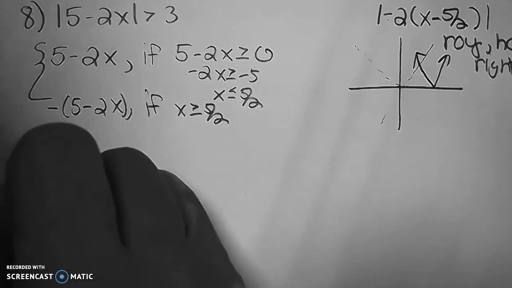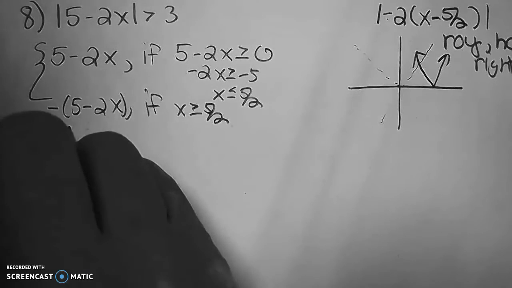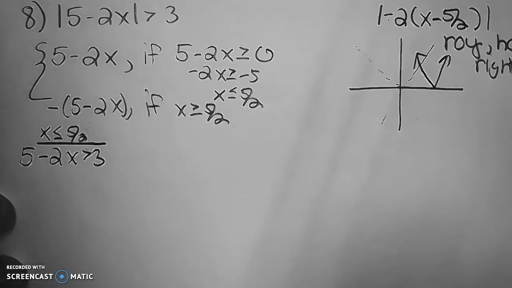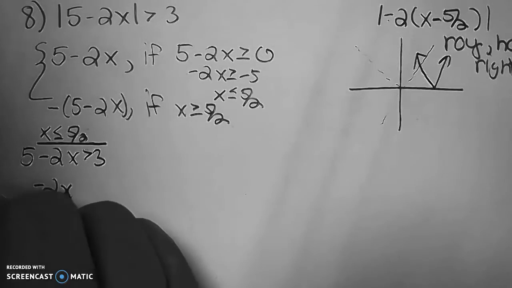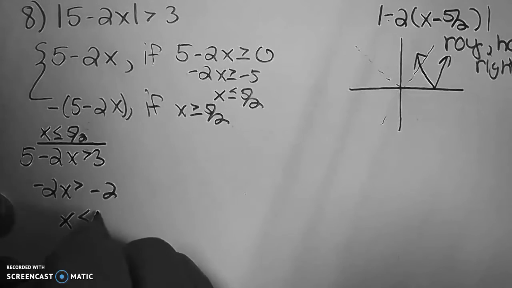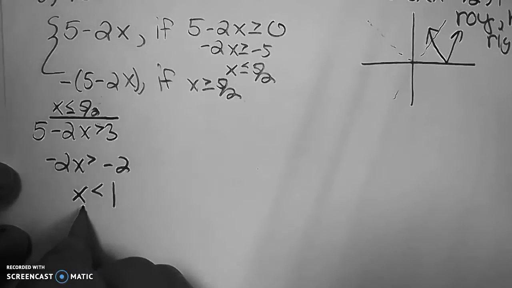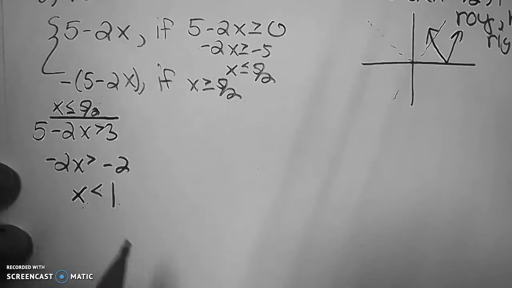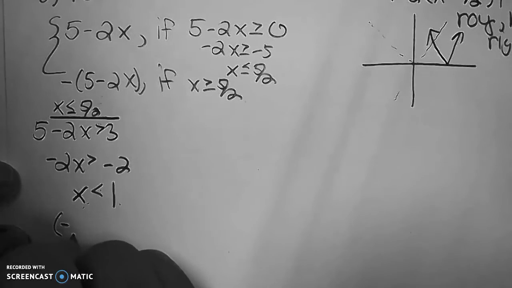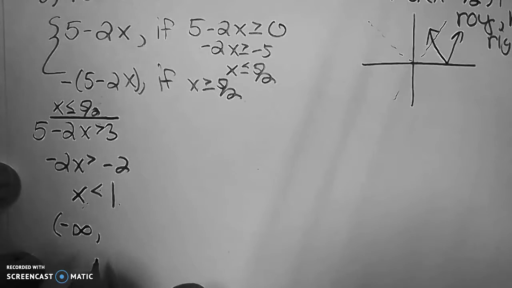5 minus 2x is greater than 3. But I know any answer that comes out there must be less than or equal to 5 over 2. So as I saw that, I'm going to divide by a negative. I get x is less than 1. So actually, all values that are less than 1 are also less than or equal to 5/2. So this interval, this piece, is producing the solutions negative infinity to 1.